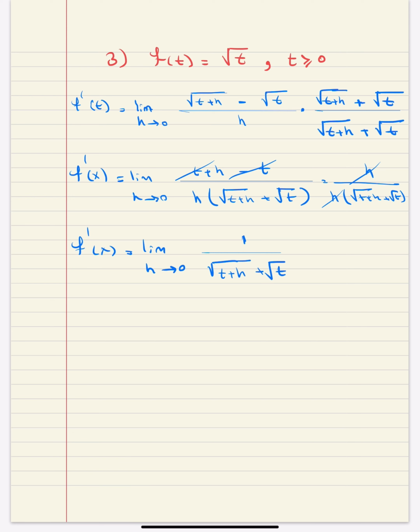And now we could evaluate h at 0. If we do so, we still have 1 in our numerator, and h would be replaced with 0. Therefore, this would be the square root of t plus the square root of t, or we could rewrite this as 1 over 2 square root of t. And this would be the first derivative of our given function.